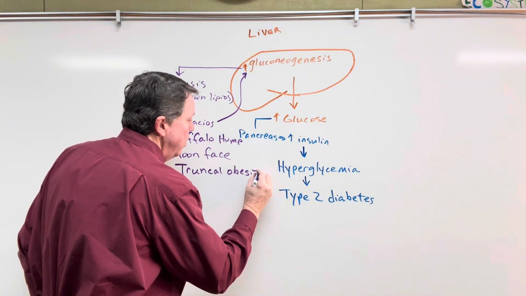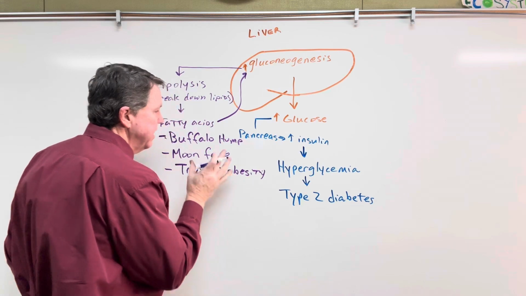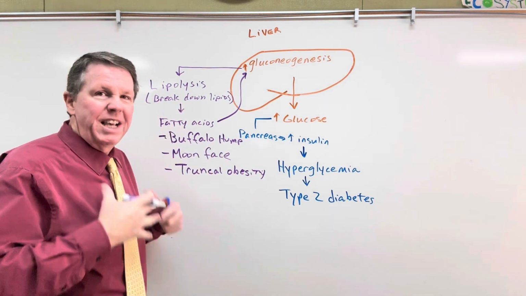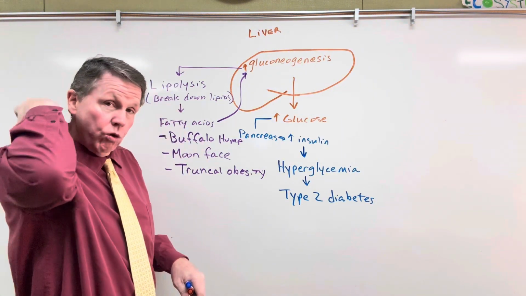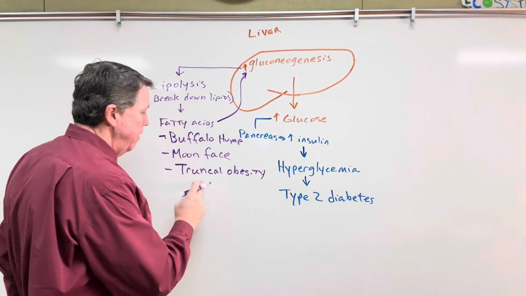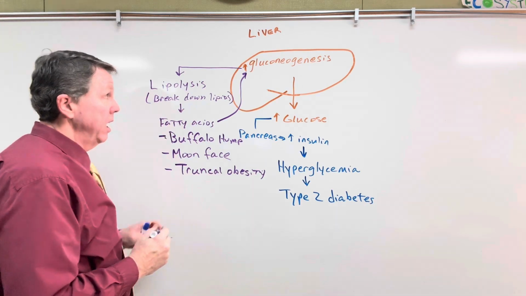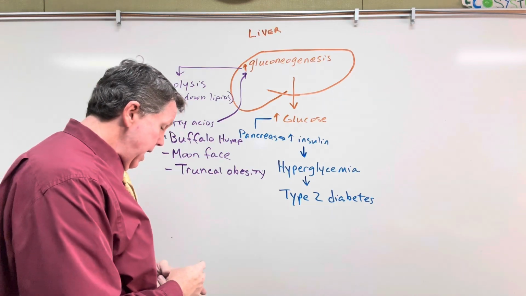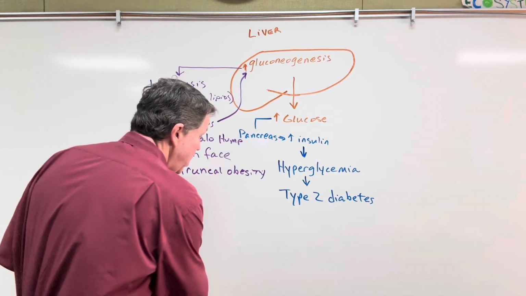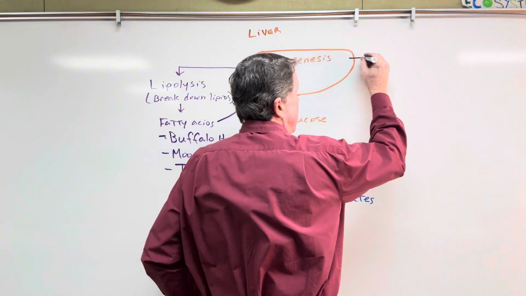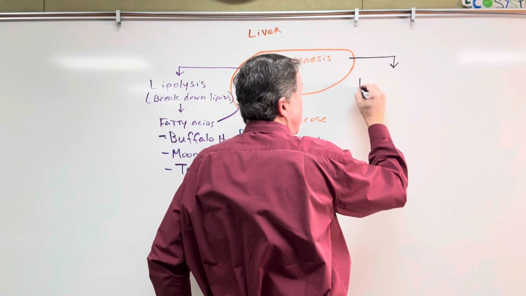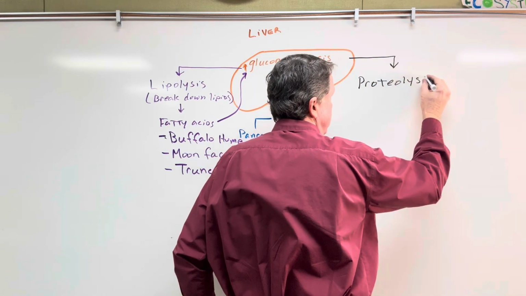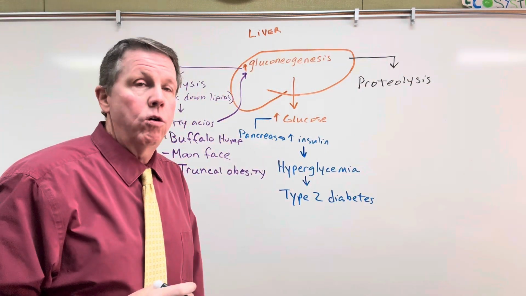So like I said, we're going to get the fat redistribution from the arms and legs around basically the axial part of the body, right? Between the shoulder blades, the face, and around the abdomen, and truncal obesity. So that's one thing that's going to happen. So let's take a look also at what goes along with this. Now we're going to look at proteolysis. So in gluconeogenesis, we also break down proteins to be used for gluconeogenesis.